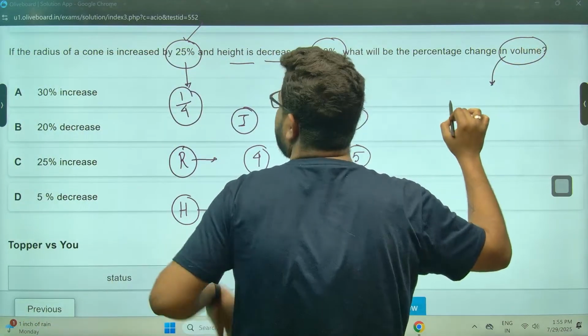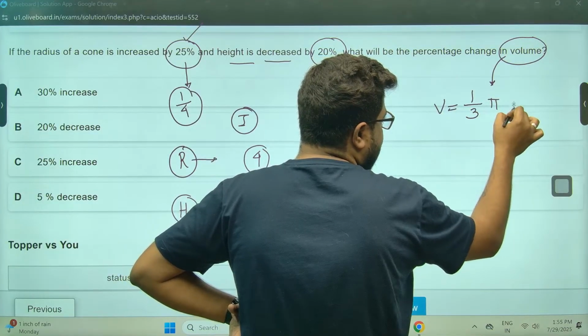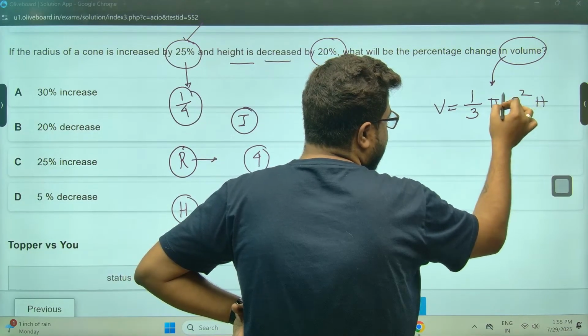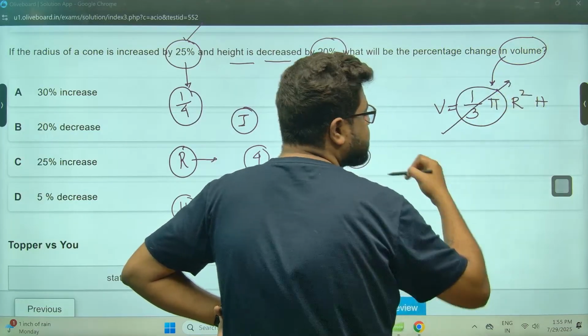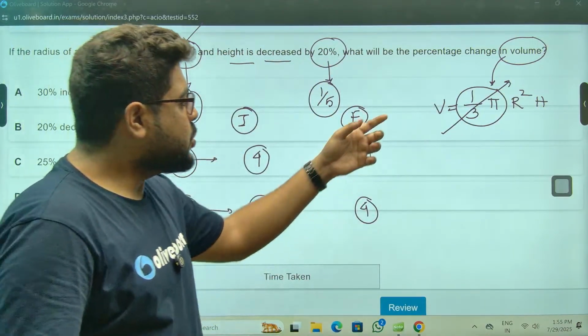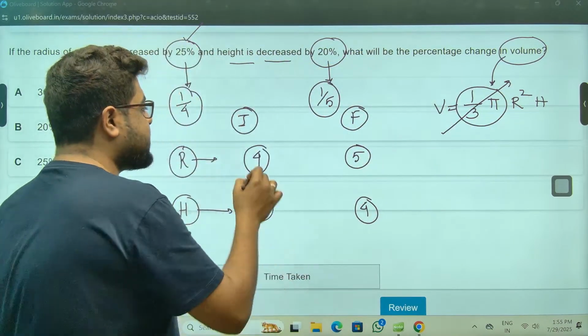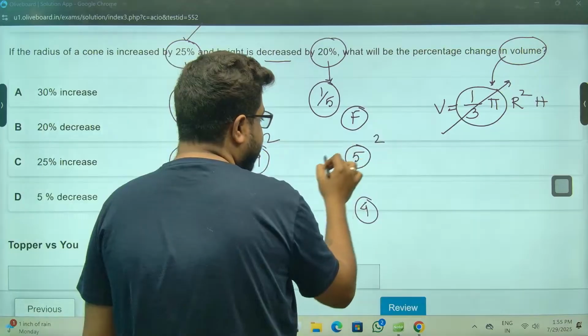Volume formula of a cone is 1/3 pi r square into h. 1/3 pi, no need to take because it's constant. It will cancel, sir, in the initial to final ratio. So I need r square into h. H I know. R square will be this thing squared.